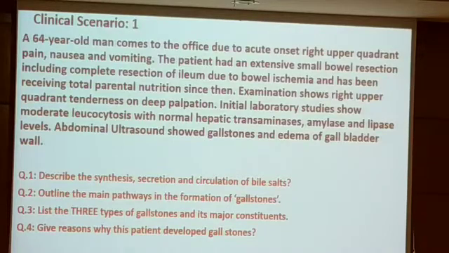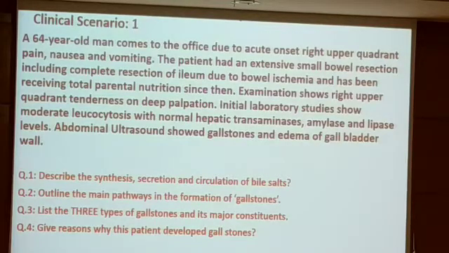Okay, next question. Give reasons why this patient developed gallstones. Okay. So what he wrote was he's suffering from ileal resection, losing a lot of bile salt. So his liver synthesis is insufficient. As a result, the bile salt level in the gallbladder would decrease. Lithogenic bile would be produced. As a result, cholesterol would get crystallized. Okay. So do you understand what he's saying?